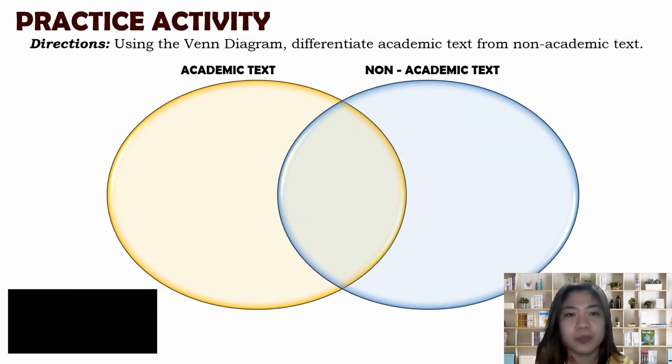Okay, for the practice activity, the direction: using the Venn diagram, differentiate academic text from non-academic text. On the yellow part is academic text and on the blue part is non-academic text. While in the middle, kindly write down their similarities. Again, I would like you to submit your answers in the comment section below and I will give you 30 seconds to do this. Okay, timer starts now.